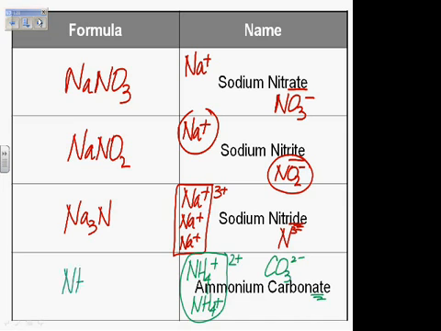Now the reason this is a little odd is because this is the only time when you'll have to use parentheses for the cation, for the first thing. We want 2 of the ammonium chunk and 1 carbonate in order to make that neutral ionic compound.